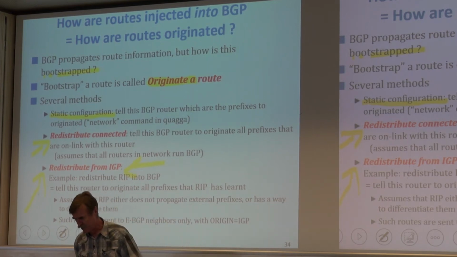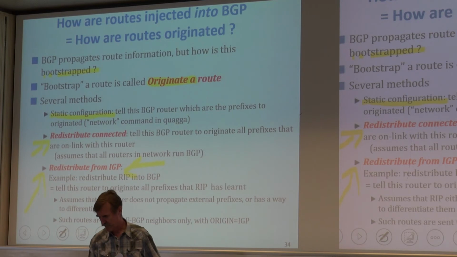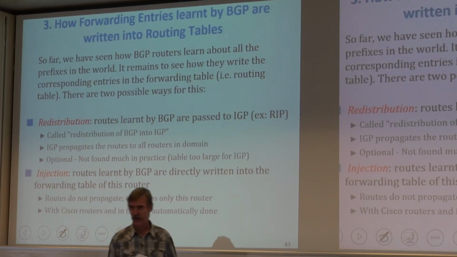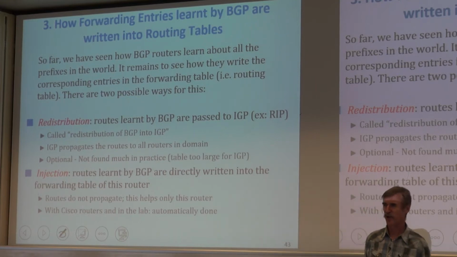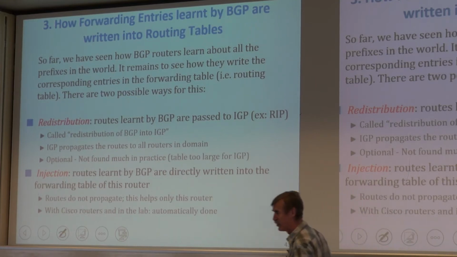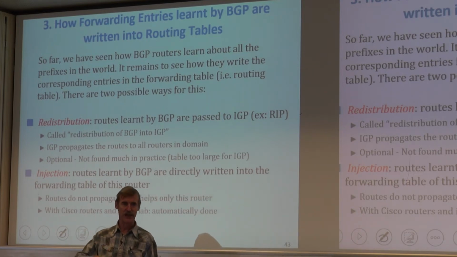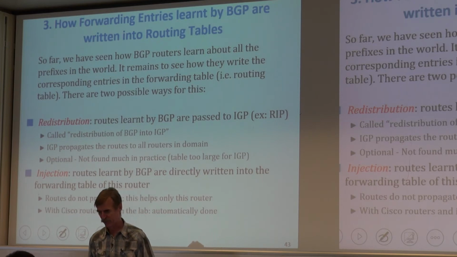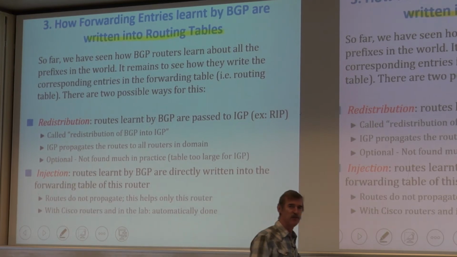Now let's return to the rest of section 3. So now we have a way to pass to the world all the prefixes that are connected to BGP routers. The next question that comes, how does that go back into the forwarding tables? So that's the topic of this section here. What is the natural way of doing that?